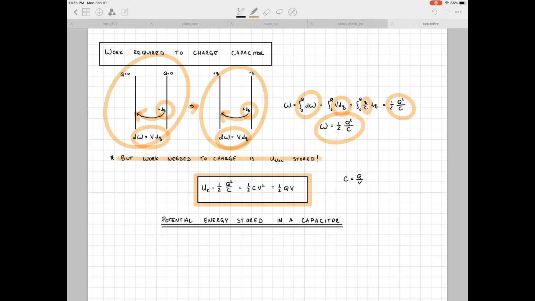The work needed to charge up the capacitor is the same as the energy that's stored in the capacitor. That means the potential energy stored in the capacitor is 1/2 Q squared over C, or if you plug in the definition for capacitance, you also have these two other equivalent expressions for the potential energy stored in the capacitor, 1/2 CV squared or 1/2 QV. Each of those three represents the potential energy stored in a capacitor.